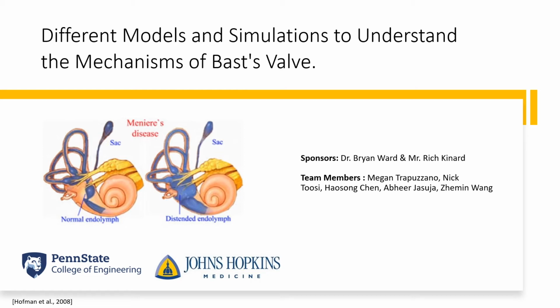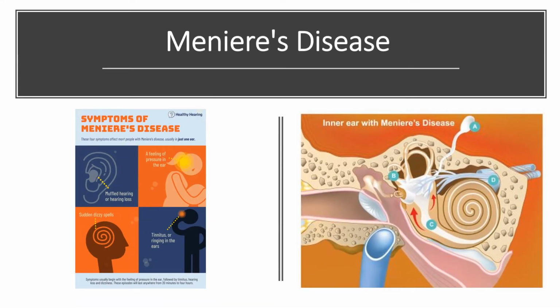This semester, various models and simulations were developed in order to understand the workings of the inner ear, specifically Bast's valve and the role it plays in Meniere's disease. Meniere's disease is a disorder of the inner ear that can lead to dizzy spells, ringing in the ears, and hearing loss. Some studies have been conducted to determine the cause of it, but it is still unknown.